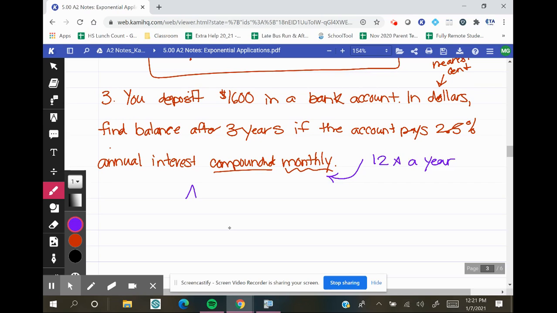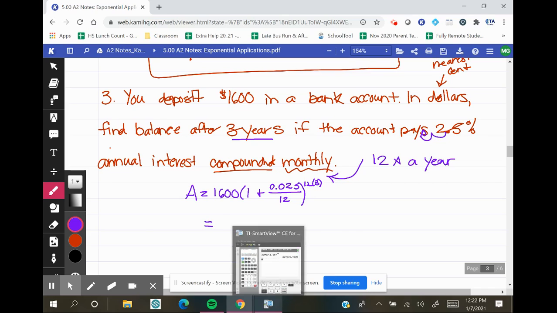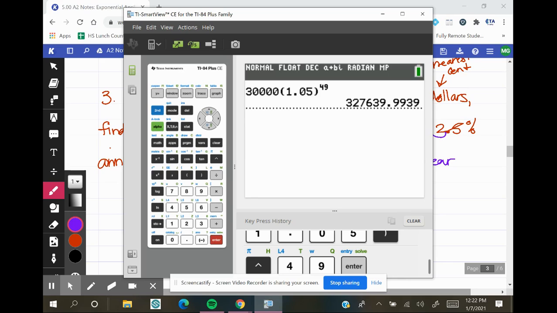All right, so you should have your A. We don't know how much we end up with. We invested $1,600. 1 plus our rate, we need to change that to a decimal, so that's 0.025 over n. N is the number of times we compound per year, so we said that's 12, raised to the 12 times t, and we said that it's in the account for 3 years. All right, so at this point, you can type it into pieces, but if I know everything except A, you can actually type all of this into your calculator at once.